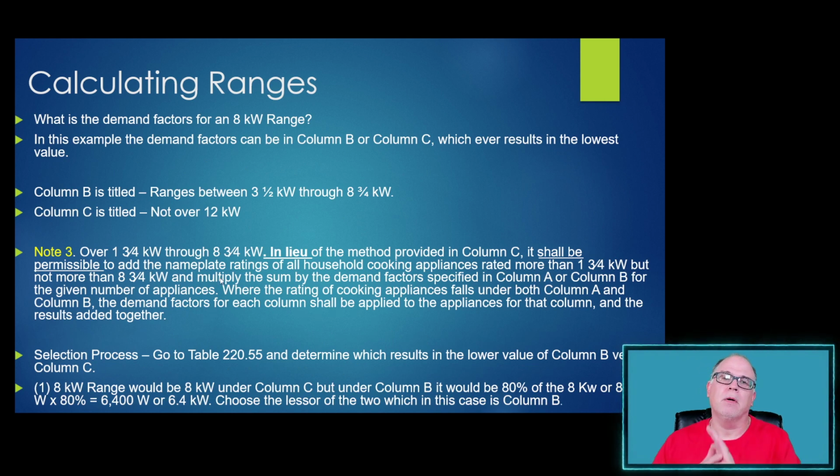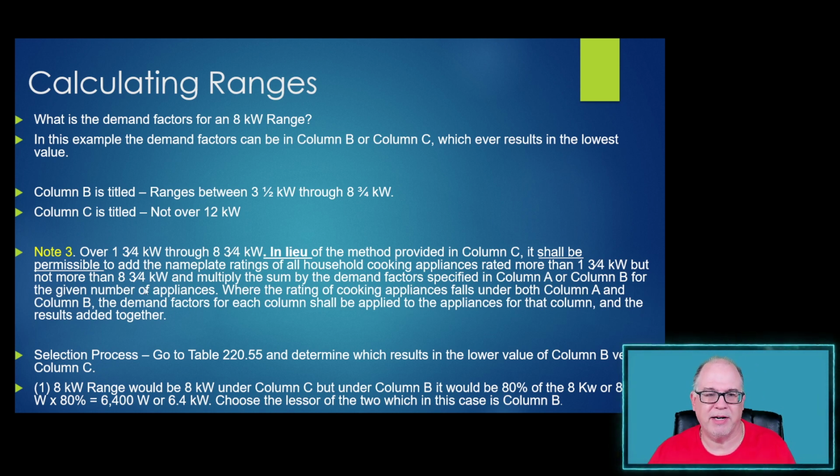All right, now, what is the demand factor for an 8 kW range? Okay, so we changed it a little bit, right? Remember, column B says 8.5 through 8 3/4. Get your code book, look at 220.55 in that table. But also, column C comes into play because it's not over 12. And remember that little parentheses at the top that said that in all cases you use column C? But you have an allowance in note 3. It says all cases use column C unless note 3 is applicable. Well, guess what? Note 3 is applicable here.